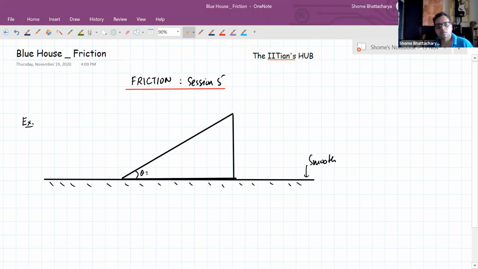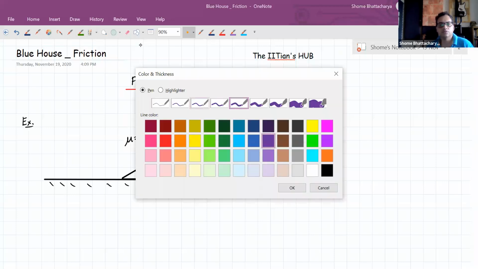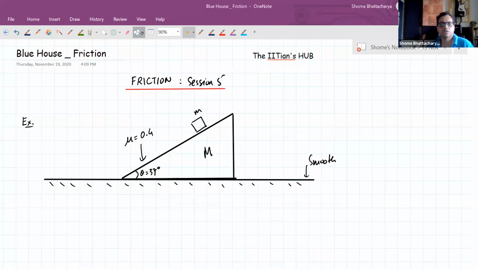This is a 37-degree angle. But this is now a rough surface which has a coefficient of friction of, let us say, 0.4. And this is a wedge of mass capital M. And on this we have kept a smaller block of mass small m. Starting from rest, we are going to give the system a push towards the left using a constant horizontal external force. And now again we want to find the condition for the block to be at rest with respect to the wedge. So let's understand the question in detail.